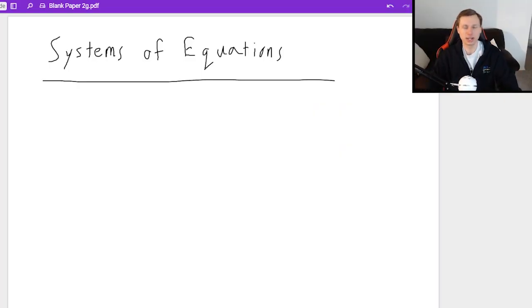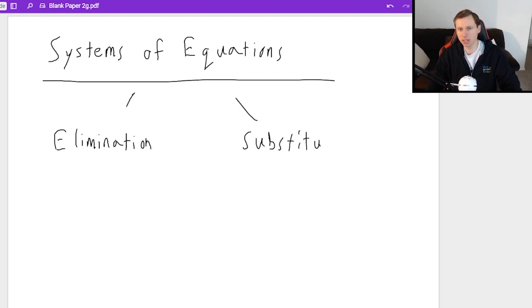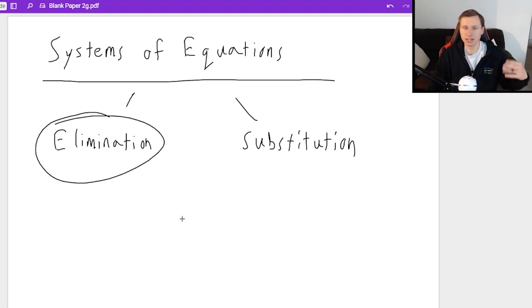Today we're going to be covering systems of equations. Now the first thing I want to say about systems of equations is there's two ways of solving systems of equations. Number one is using the elimination method, and two is using the substitution method. I'm eventually going to be going over both. Today I'm going over elimination though, and in the next video I'll be covering the same thing but with substitution.